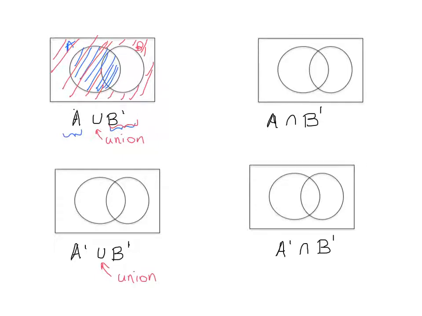Now let's go ahead and shade the bottom one, the other union question. So now we can shade everything in A complement first, step by step, because it's a union. So everything outside A, that's A complement, as well as everything outside B. So that looks like that.